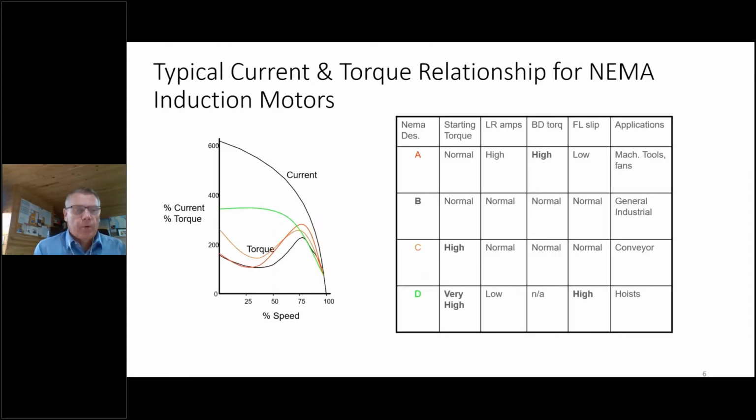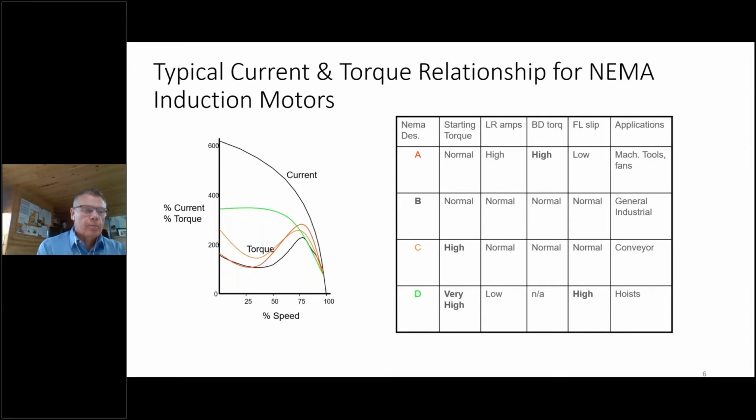And on that point, there are other curves. There are other NEMA design curves that go through A, B, C, and D. And this presentation will be available as a handout in PDF format. But like I said, the B curve is the most common. That's almost 95 times out of 100. You're going to get that type of design.